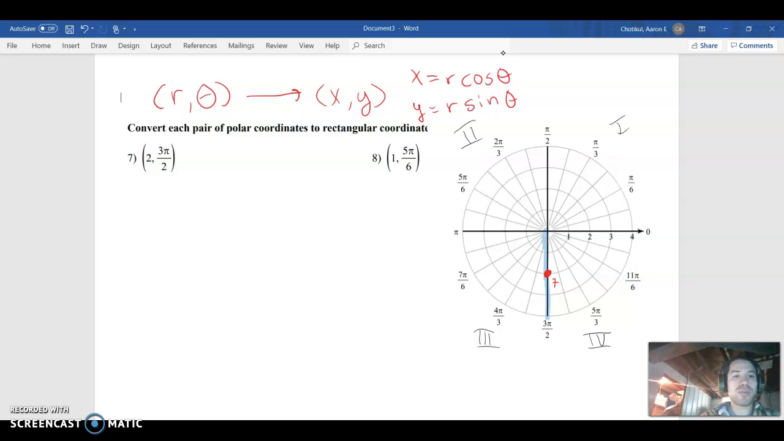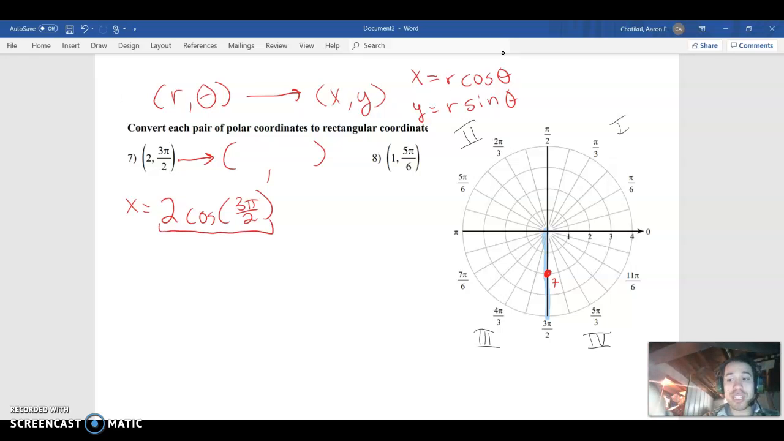So let's convert this to xy. First let's find our x. x is equal to my r value, 2, cosine of 3 pi halves. You can evaluate this directly in your calculator, or you can use the table that I've given you. If you use the table, cosine of 3 pi halves, I believe, is 0. Yep, 0. So it becomes 2 times 0, which is 0.